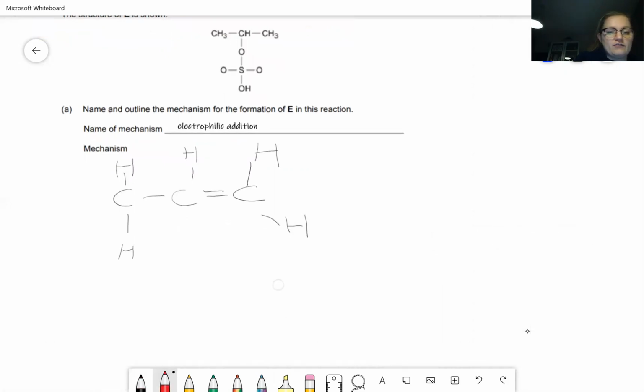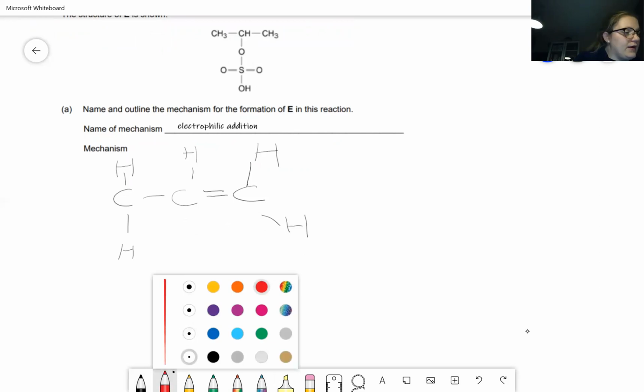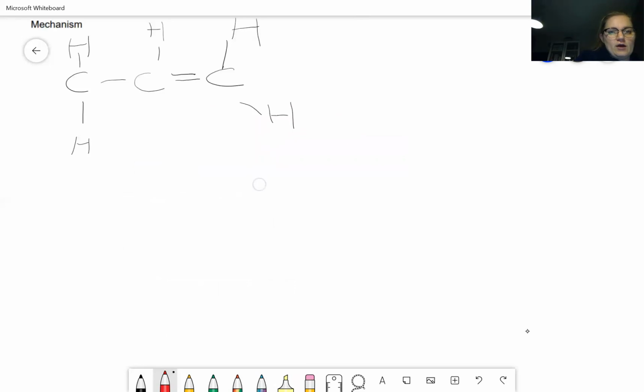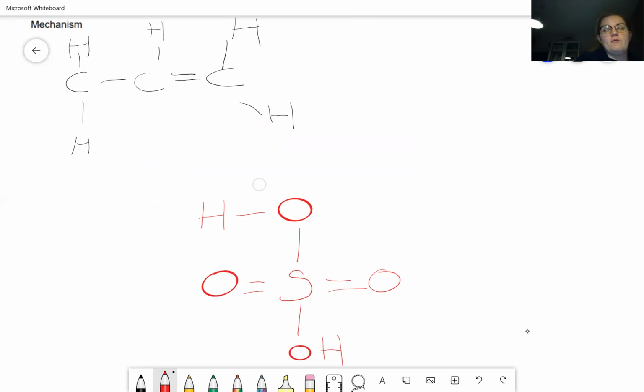I'm going to draw that in a different color. So let's draw concentrated sulfuric acid. We've got our hydrogen attached to our oxygen, sulfur, double bond oxygen, double bond oxygen, OH. You do need to know the structural formula for sulfuric acid, so that is something to learn.